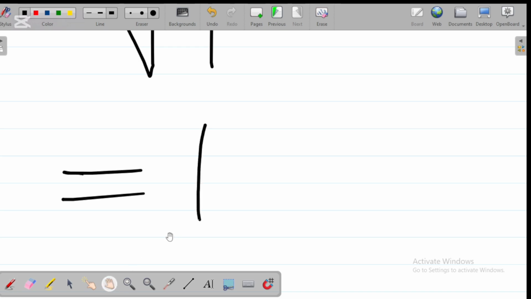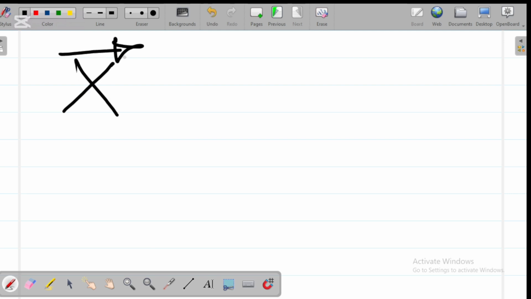Now remember the definition of a unit vector. A unit vector is a vector whose magnitude is equal to 1. So the magnitude of the unit vector we found is 1. So therefore, our answer is correct. The answer we got before is correct. All right, let's take another example.